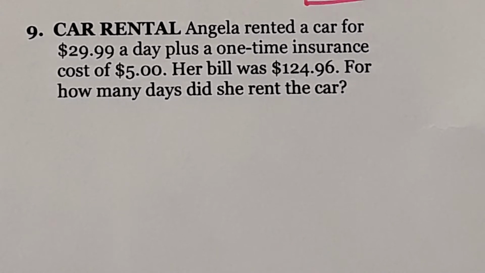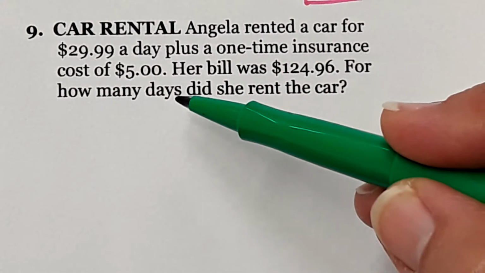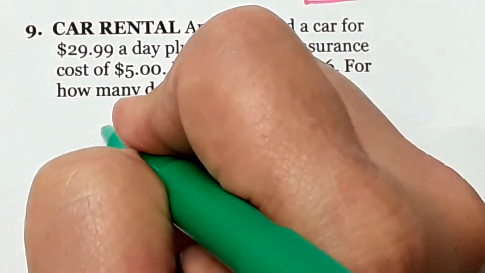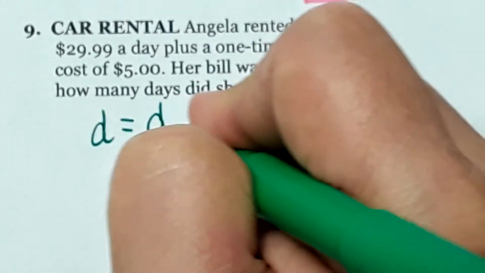Angela rented a car for $29.99 a day plus a one-time insurance cost of $5. Her bill was $124.96. For how many days did she rent the car? Okay, so what should our variable be? So what is it asking? For how many days, right? So we're looking for days. So we're going to use D, and we're going to say that D equals days.